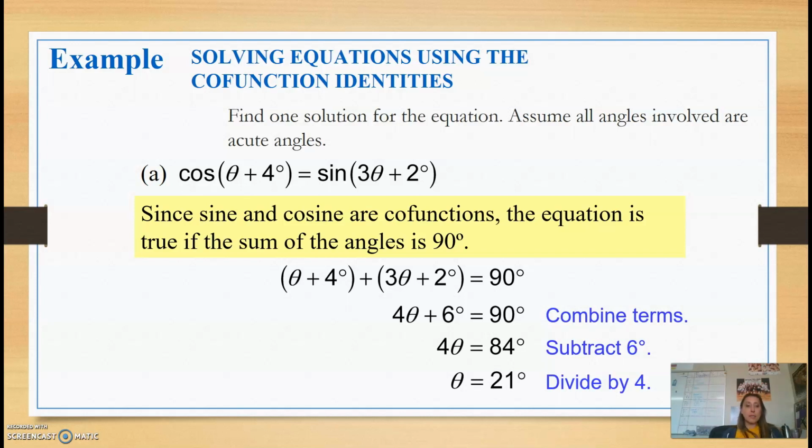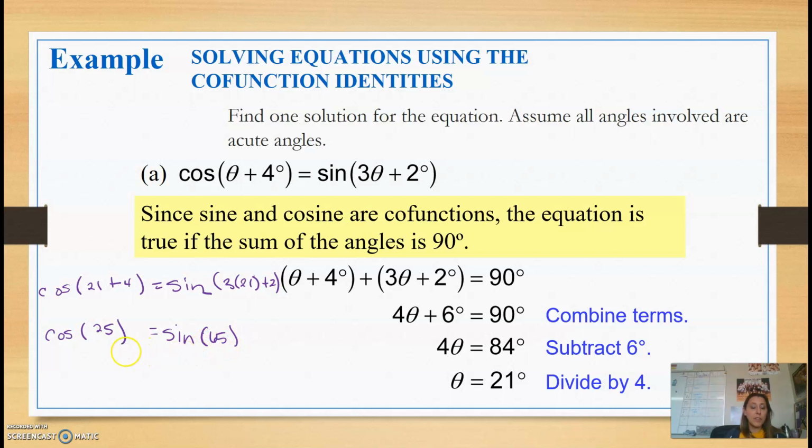So if I were to plug this back into the original, I would get that the cosine of 21 plus 4 is equal to the sine of 3 times 21 plus 2. So that means that the cosine of 25, because 21 plus 4, is equal to the sine of 3 times 21, which is 63, plus 2 is 65. And then we just learned that this plus this needs to equal 90 degrees.